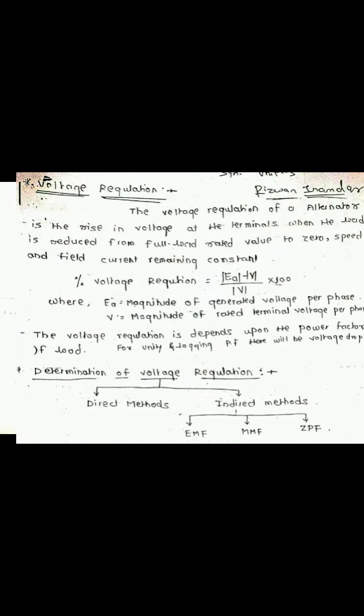This voltage regulation is dependent upon the power factor of the load. There are different power factors of a load: unity power factor, lagging power factor and leading power factor. With unity and lagging power factor, there is a voltage drop in concern with the voltage regulation of the alternator. For the determination of voltage regulation, there are different methods.